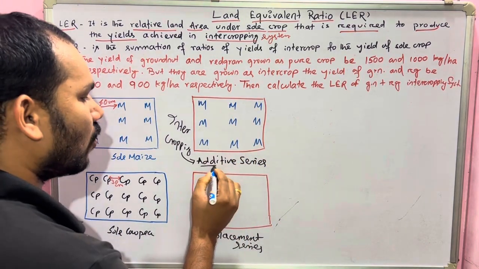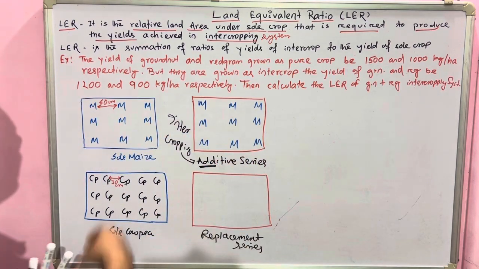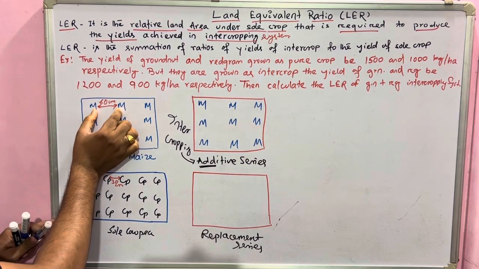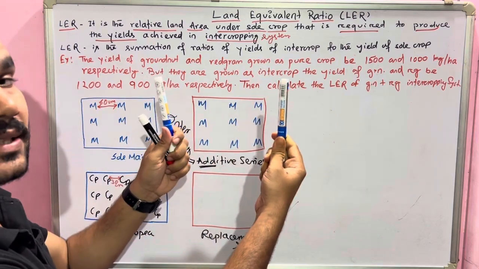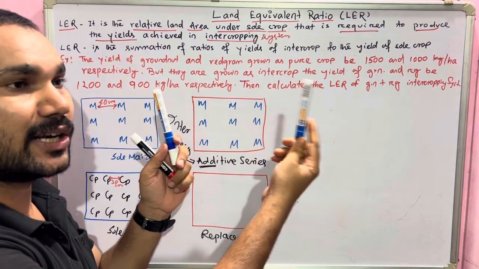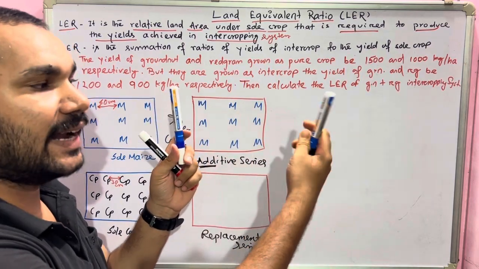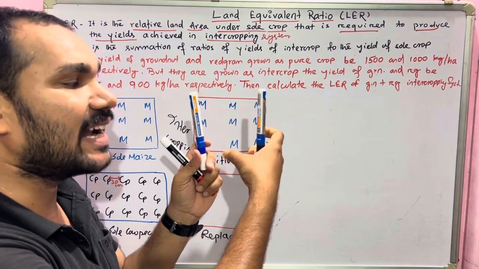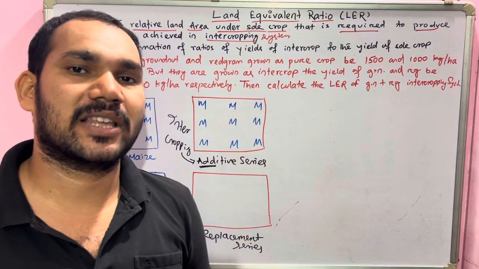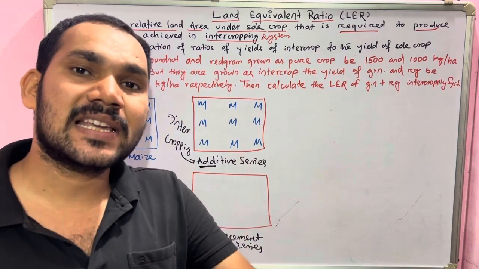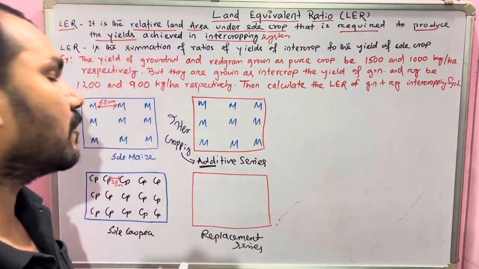Additive series means you will just add another extra crop into the main crop. Suppose the maize to maize spacing is 60 centimeter. That means there is a large gap between the two maize plants, and if there is a large gap, the land in between remains exposed. If the land is exposed, there will be more moisture loss by evaporation because it is exposed to sunlight. Simultaneously, more weed growth will be there. That is why we are going for intercropping.